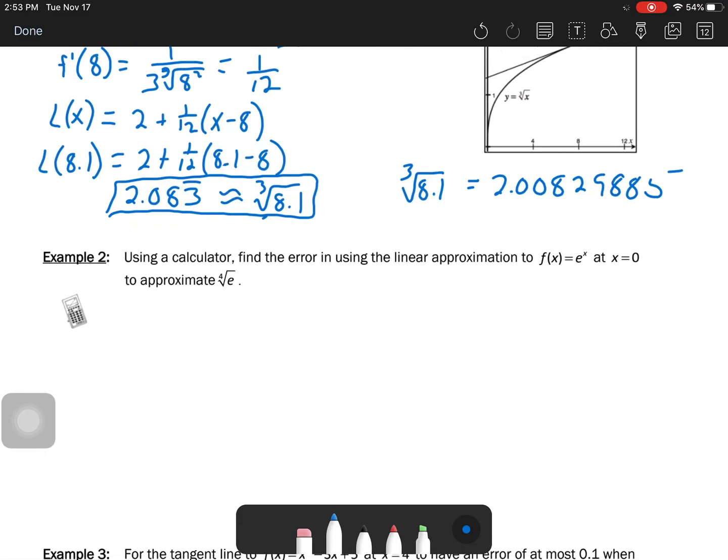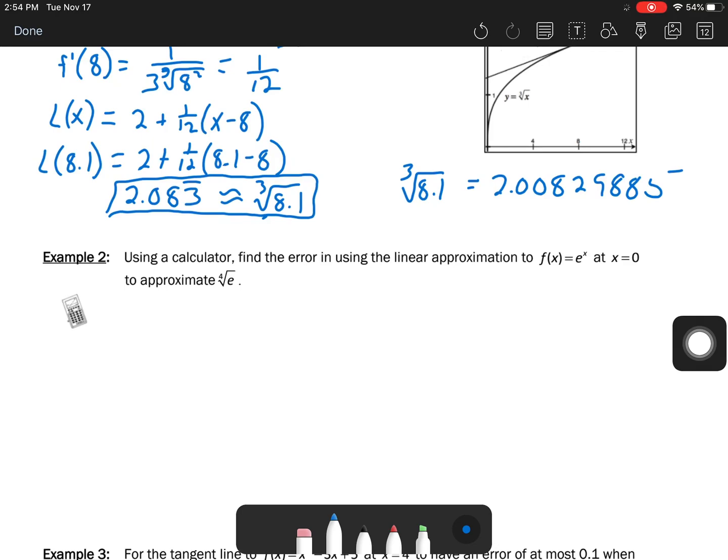All right, next example. It says using a calculator, find the error in using the linear approximation of f of x equals e to the x at x equals 0 to approximate. Okay, so this is going to be a similar question where we're going to find the amount of error. The only difference is if we were asked to find the amount of error here, we would have subtracted this number minus this number and got whatever decimal that would have been our error. But the process here is going to be the same.